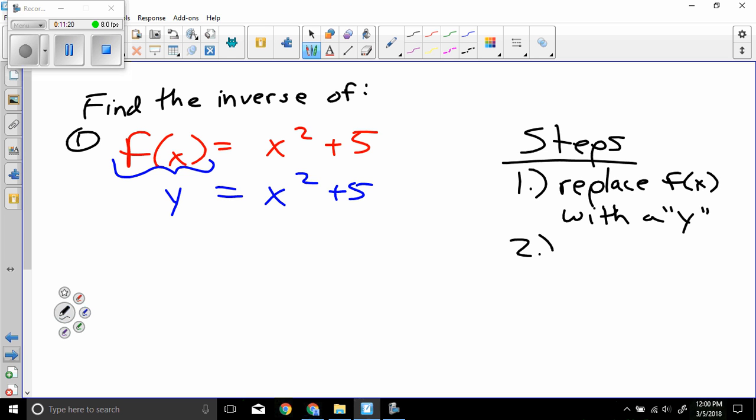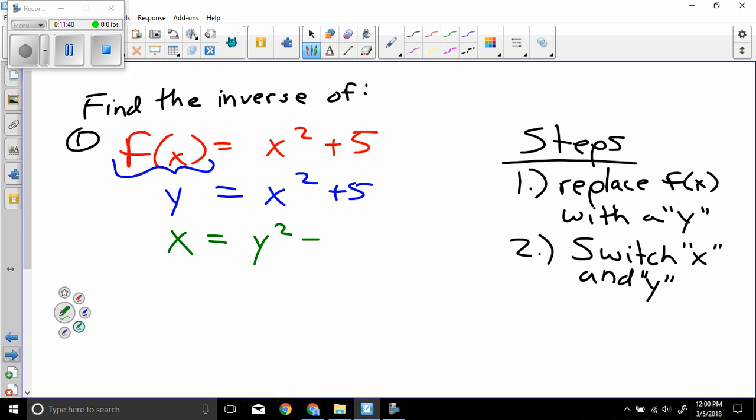My second step is switch x and y. Okay, let's see what that looks like. I have, right now, y equals x squared plus 5. Well, now I want x equals y squared plus 5. Notice I did not change anything else. I just simply swapped. Our third step is to solve for y.